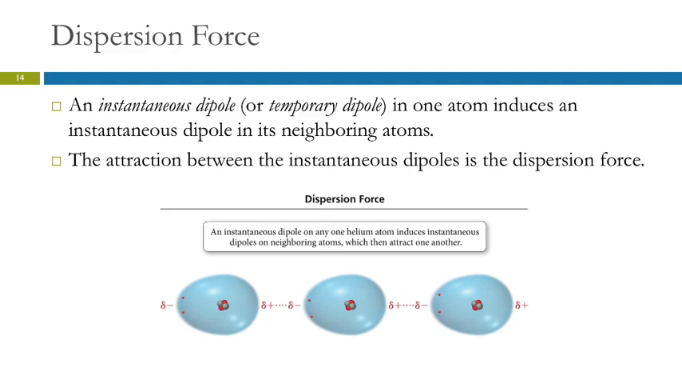Yes? Well, this was lopsided, but it's only going to be lopsided for an instant. And then it's going to go back because the electrons are just all over the place, right?